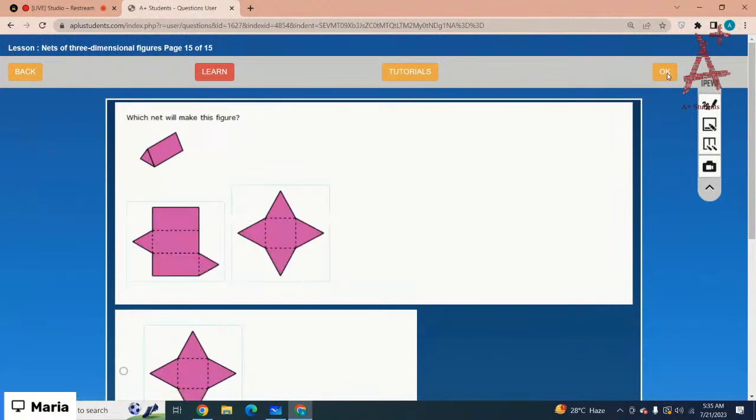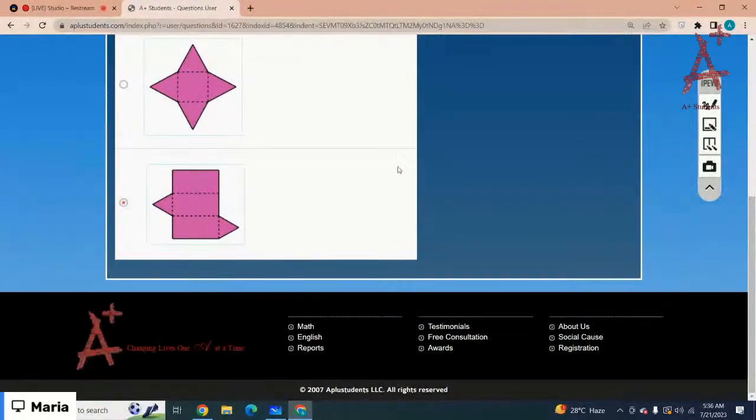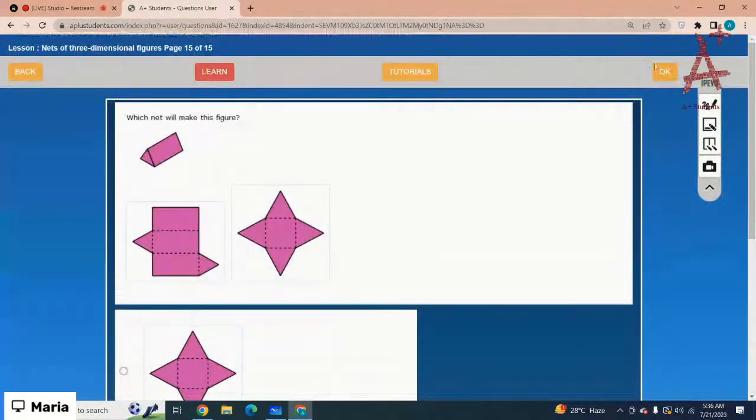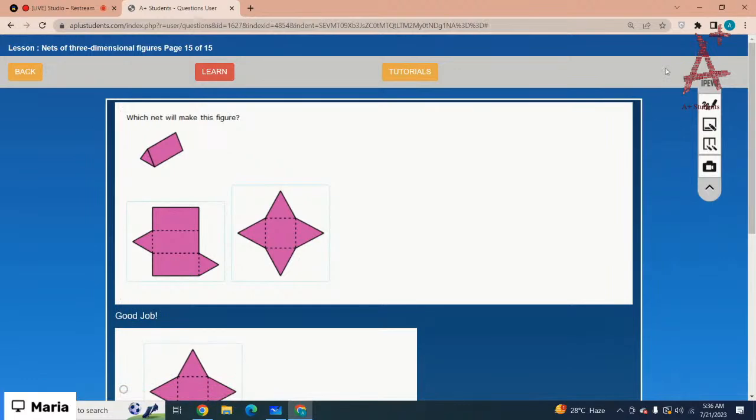Which net will make this figure? Could be the second one. Okay, we are done with the lesson. Let's just move on to next lesson.